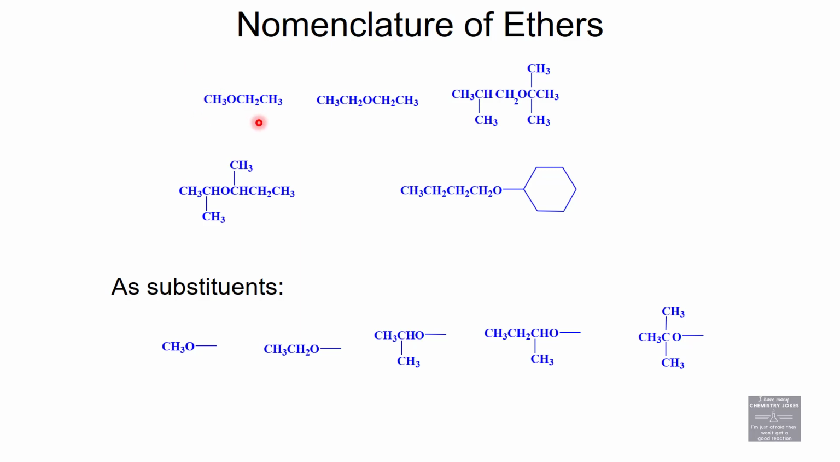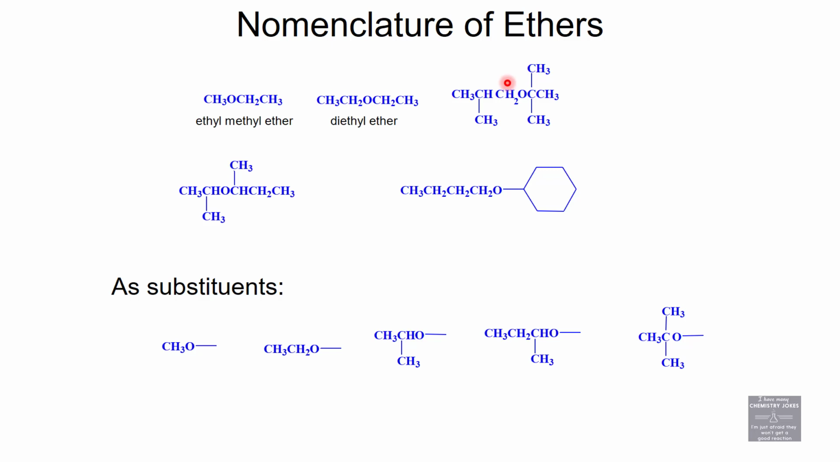This one over here is 1 carbon, so that's a methyl. Over here is 2 carbons, that's an ethyl. So we put them alphabetically. Ethyl methyl ether. This is a 2 carbon, ethyl. 2 carbon, ethyl. Diethyl ether. It is sometimes just called ethyl ether.